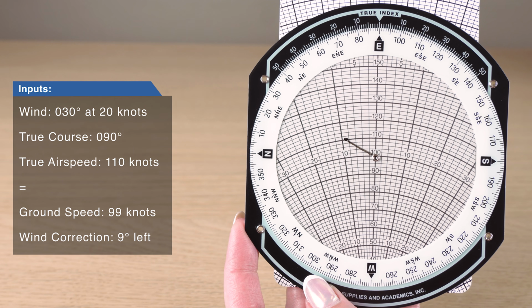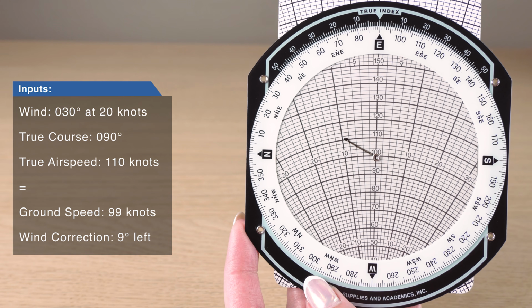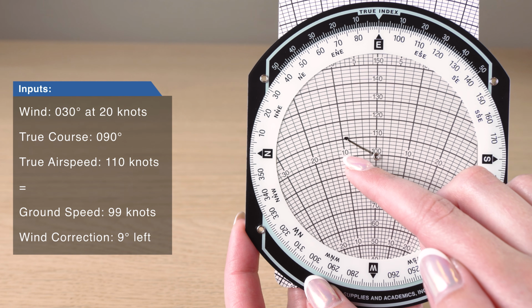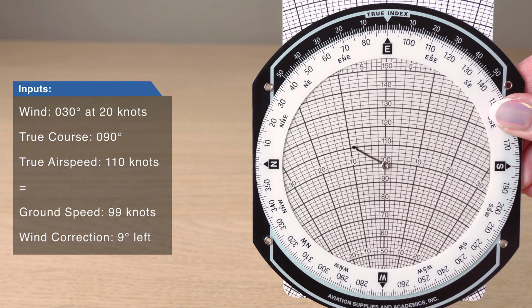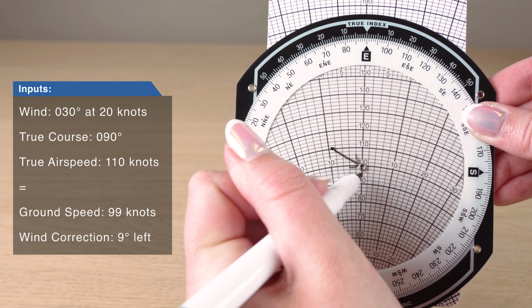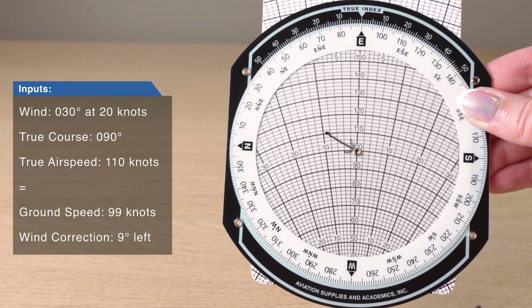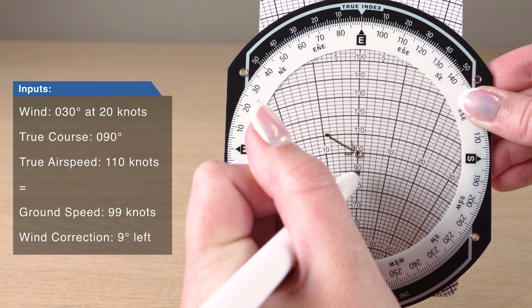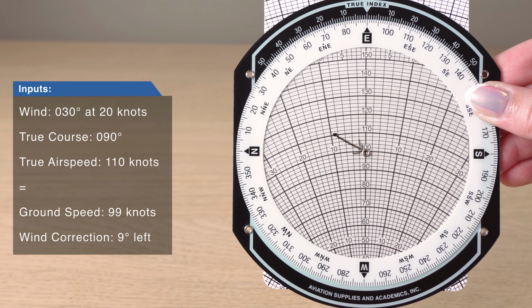Now look at where the dot sits relative to the center line. In this example, the dot is about 9 degrees to the left of center. That tells you the wind is pushing the aircraft to the right, of course. To correct for that, you need to turn left into the wind, so the wind correction angle is 9 degrees left.